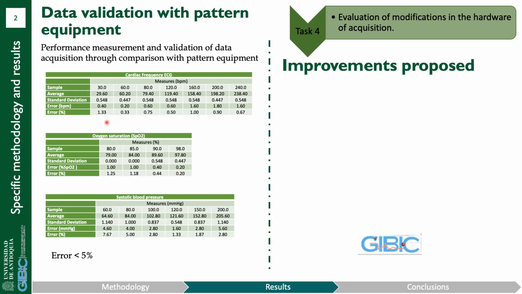Also, in the measurement of the oxygen saturation, when the person was at rest, this measurement was at rest to compare the information between the signal acquired from our device and the signal acquired from a vital sign monitor. Then we obtain in general an error less than 5% in all the measures that we did.